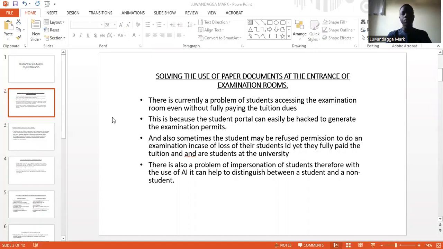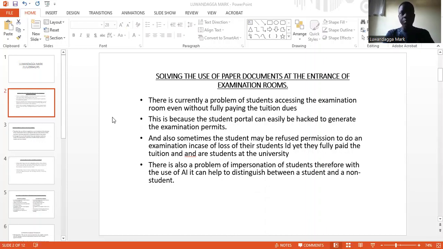Access to the examination room. At times, there are people who pay their tuition fully, and at times there are people who have paid some half, or people who have not yet paid at all. In the previous semester, some people managed to hack the student portal and generate the examination permit. So my AI problem.